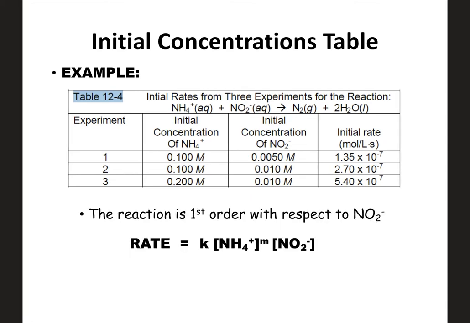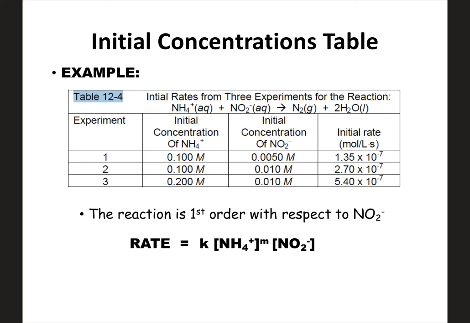Since we determined the reaction order with respect to the NO2 minus to be 1, now you could plug that into your general rate law. So we know that the rate equals K times the concentration of NH4 plus raised to a power of m. We didn't find that yet, times the concentration of NO2 minus. We determined that the reaction order with respect to the NO2 minus is 1, so you don't have to write a number there.